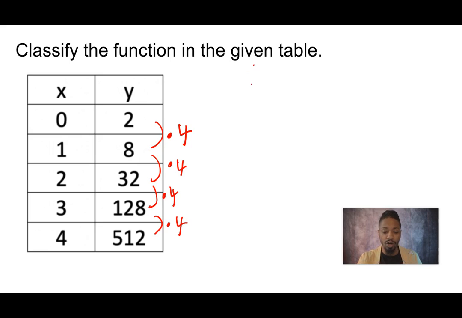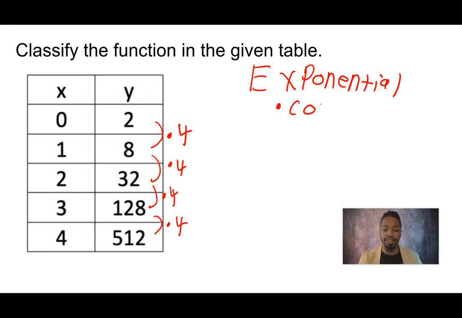So we call this type exponential because it has a constant ratio. So that's the second major topic we dealt with in this module, is differentiating between linear, exponential, and quadratic.